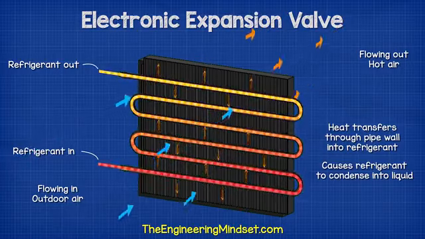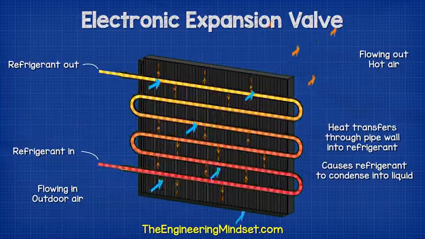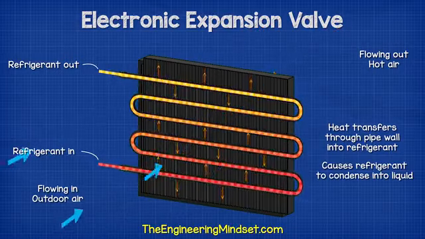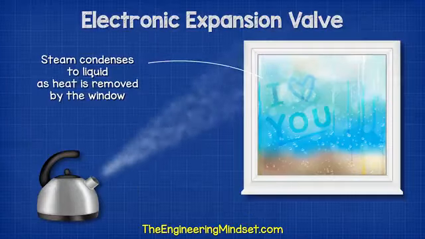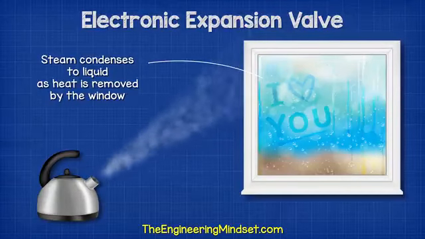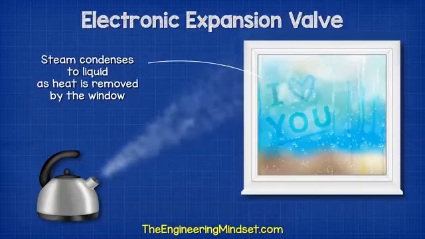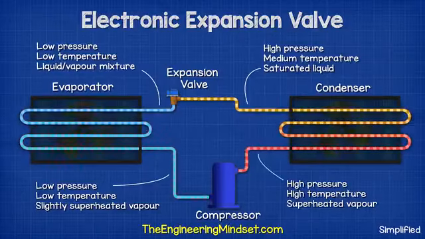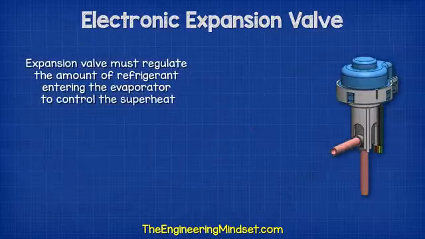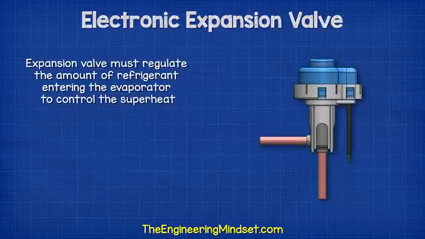As the heat is removed by the air, this causes the refrigerant to condense back into a liquid. It's a little bit like when steam hits the window on a cold day. The window is cold, so it condenses the steam from a vapor into a liquid, and then this liquid starts to run down the window. The refrigerant therefore exits as a high pressure, medium temperature, saturated liquid, and this heads to the expansion valve. The expansion valve needs to regulate the amount of refrigerant entering the evaporator to control this superheat.